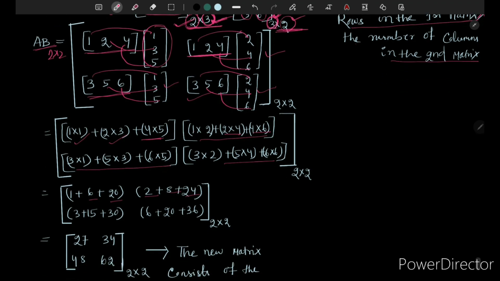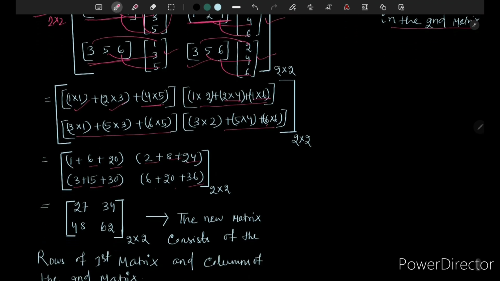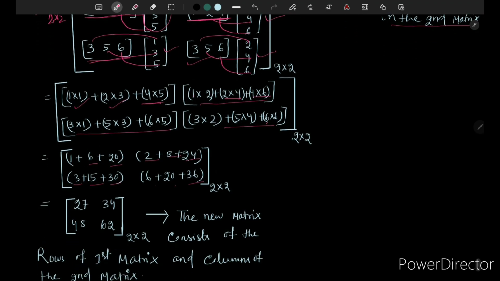Okay, similarly you all can do like 3 plus 15 plus 30. Okay, then 6 plus 20 plus 36. So now you all can add the numbers. So 1 plus 6 plus 20 equals 27, then 34, 48, and 62.